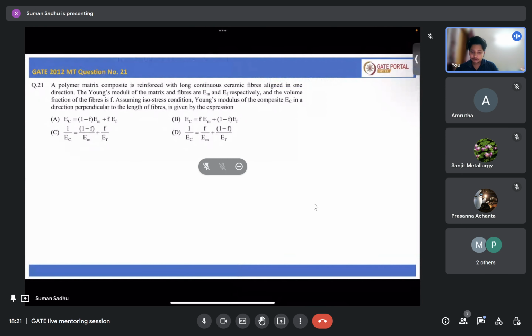Okay. So this is question number 21 of GATE 2012 Metallurgical Engineering. A polymer matrix composite is reinforced with long continuous ceramic fibers aligned in one direction. The Young's moduli of the matrix and the fibers are EM and EF respectively, and the volume fraction of the fiber is F. Assuming isostress condition, Young's modulus of the composite EC in a direction perpendicular to the length of the fiber is given by the expression. So, does anyone know which will be the correct option?